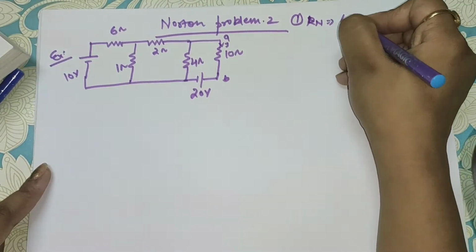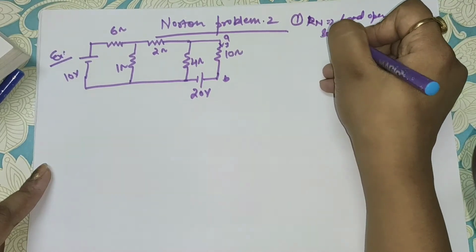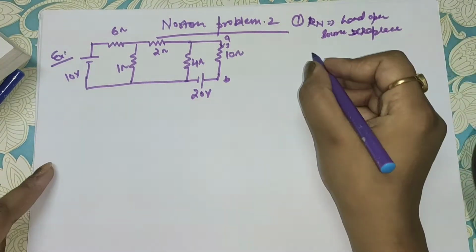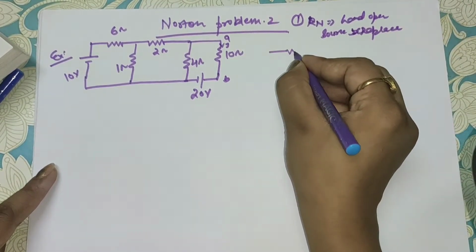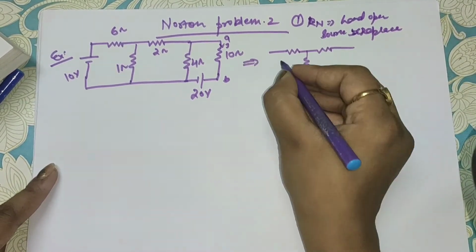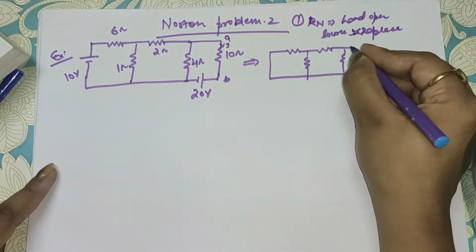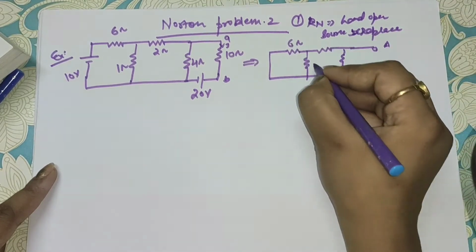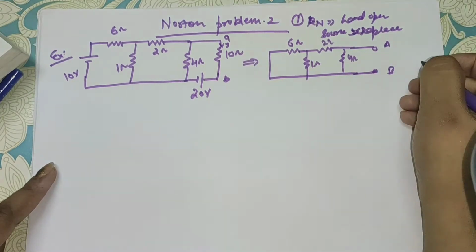So load open and source replaced. Okay, I am writing in short. So here two voltage sources are there, so both will be short circuit. If there is any current source, that will be open circuit. So this will be short circuit, this will be like this. AB terminal, 6 ohm, 1 ohm, 2 ohm, 4 ohm. So this will be your circuit.